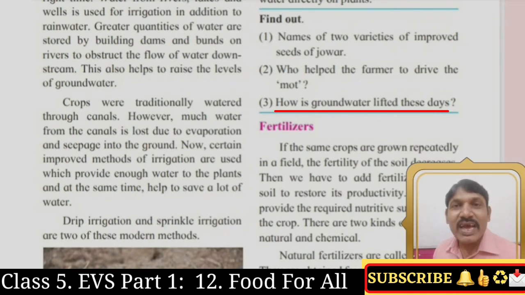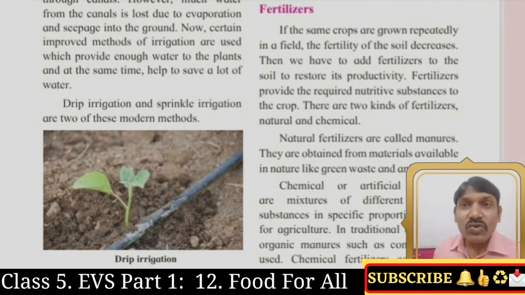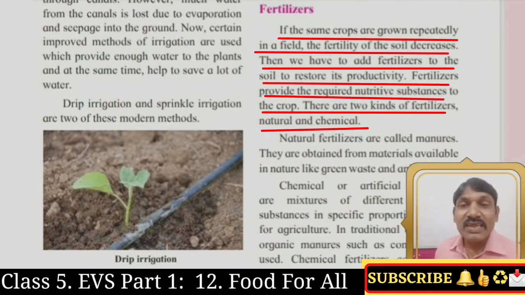Now let's move forward and learn something more about fertilizers. Yes, student, fertilizers. If the same crops are grown repeatedly in the field, the fertility of the soil decreases. Just now I have told you what is meant by fertility. Fertility of land means the land which has the producing capacity, the land which is capable of producing good crops, that land is called fertile. But students, if we are growing the same crops again and again in the same season, then what will happen? The fertility of the soil will decrease.